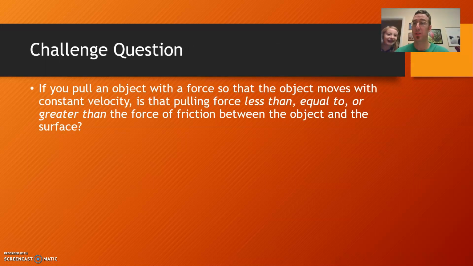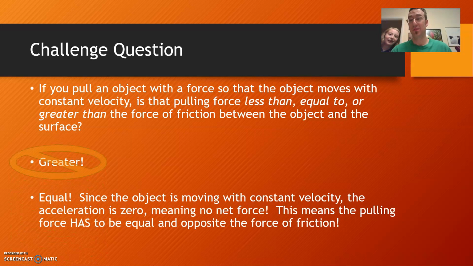Time for a challenge question. If you pull an object with a force so that the object moves with constant velocity, is that pulling force less than, equal to, or greater than the force of friction between the object and the surface? If you said greater, then you are entirely wrong. That's not correct at all. They're going to be equal, since if you're pulling with a constant velocity, there's no acceleration. So whatever you're pulling with has to equal the other way's force. So the pulling force equals the force of friction.